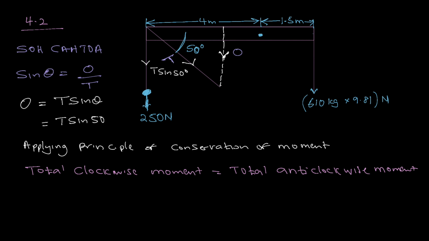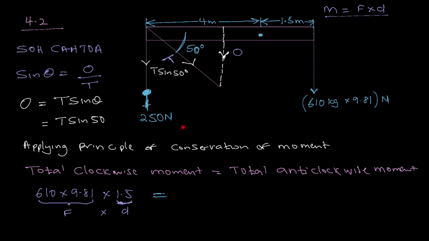And so we're going to get 610 times 9.81, that's the force, times the distance, which is 1.5 meters. So that's the distance here. So moment is equal to force times distance, and that's what we're applying. Now I'm going to equate the clockwise moment to the total anti-clockwise moment. So that will be equal to the total anti-clockwise moment, which is basically this one here going to there.